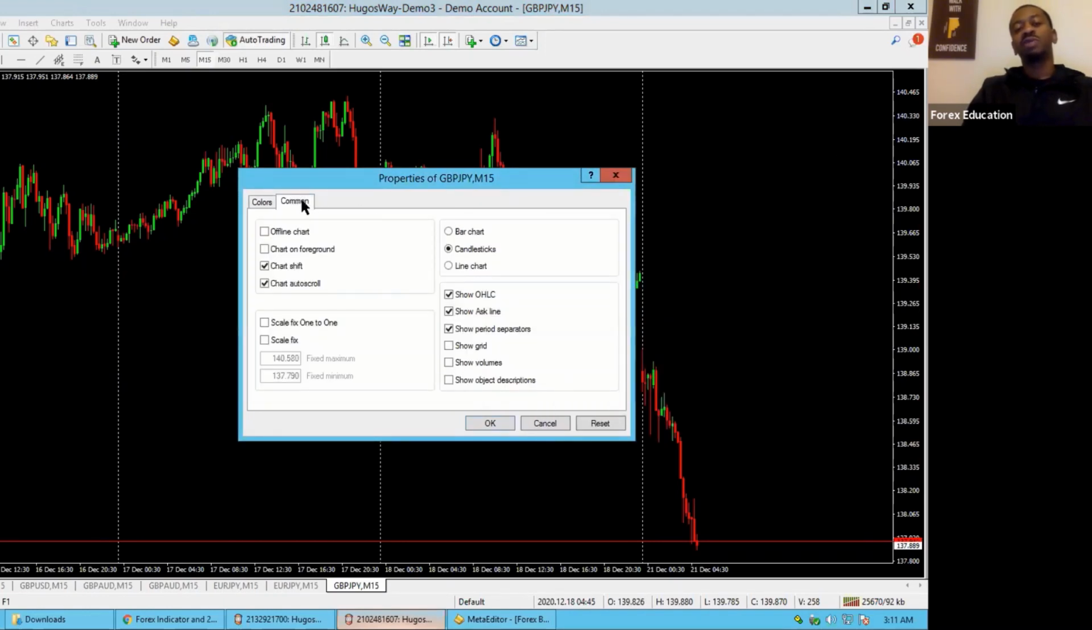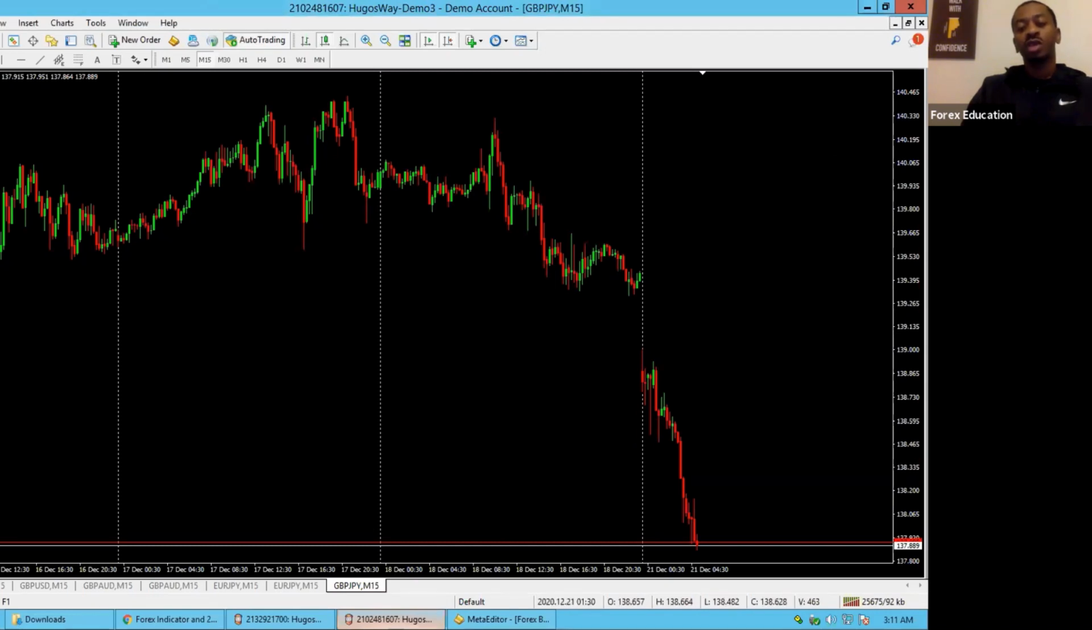And then you come to common. Here are my settings for my common setups. Take a screenshot of that, take a picture of that. That way you have those for yourself. Once you're done, you select OK. And you can see the chart here. It'll look just like this.